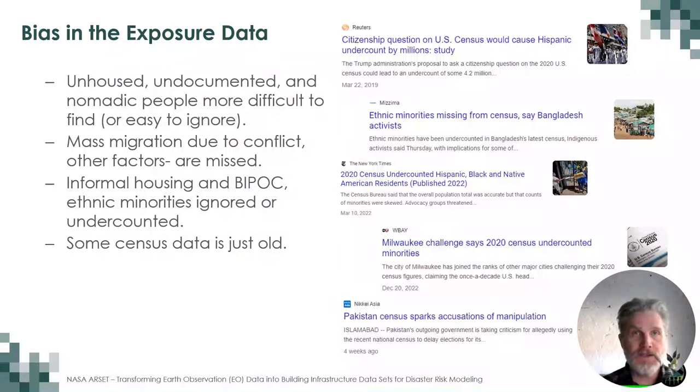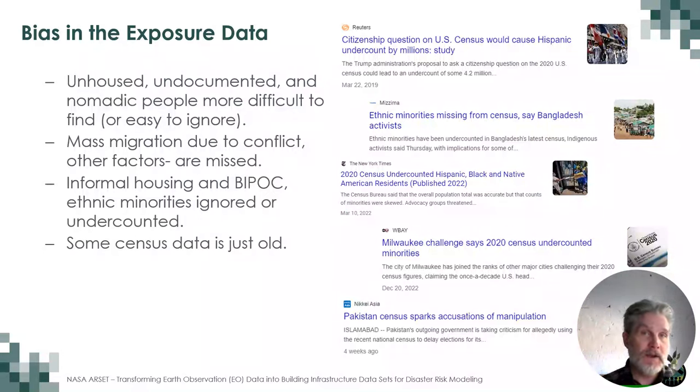So first of all, bias in the exposure data. A lot of the basis of the exposure data is the population. And as I'm sure you know, all over the world, there are a lot of problems in census data sets. It doesn't do a good job counting unhoused folks, undocumented folks, nomadic people. You have mass migration due to conflict or other factors. Those people are often missed, or they're not in the most recent census, so they're not accounted for in other ways.